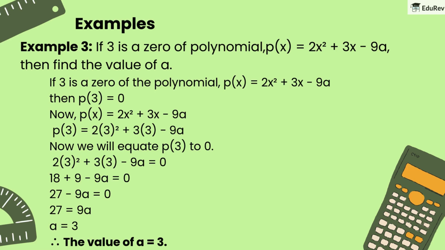Simplifying step by step. P of 3 equals 2 times 9 plus 3 times 3 minus 9a. P of 3 equals 18 plus 9 minus 9a. Now we equate p of 3 to 0. 18 plus 9 minus 9a equals 0. 27 minus 9a equals 0. Solving for a, 27 equals 9a, a equals 3. Therefore, the value of a is 3.